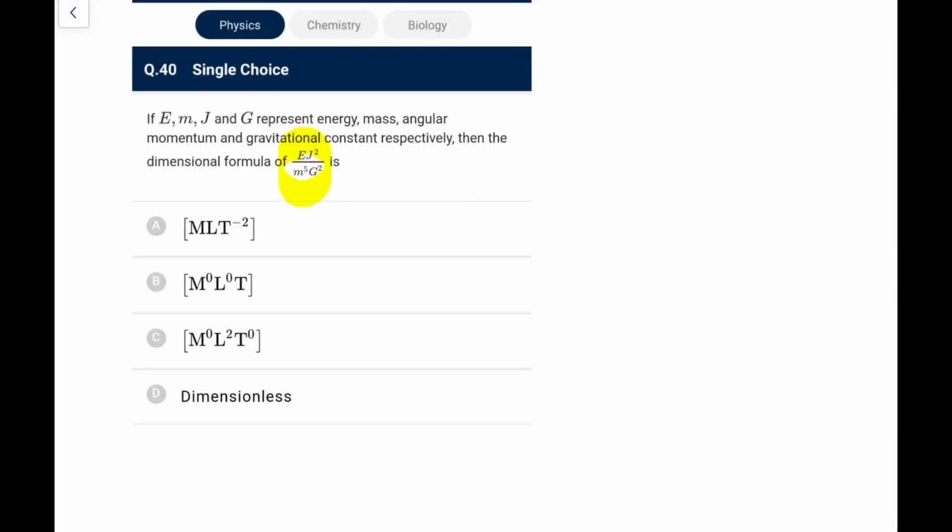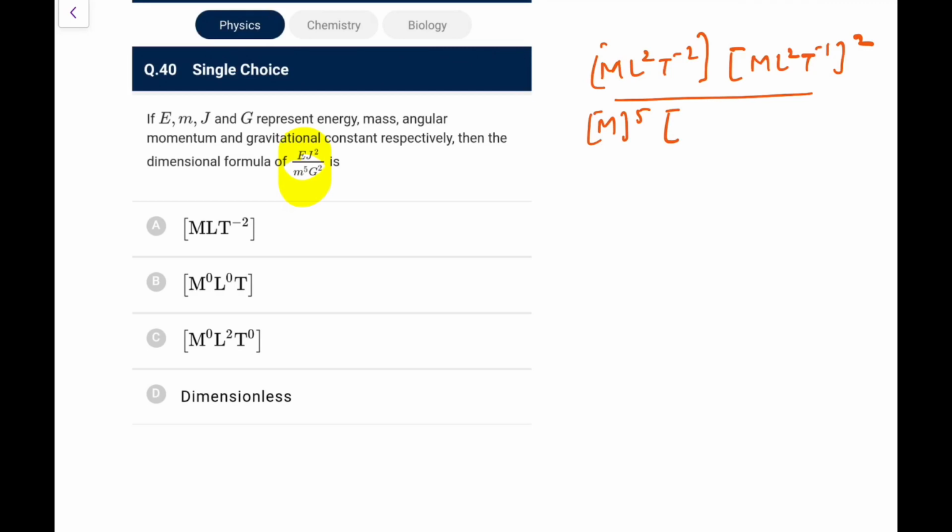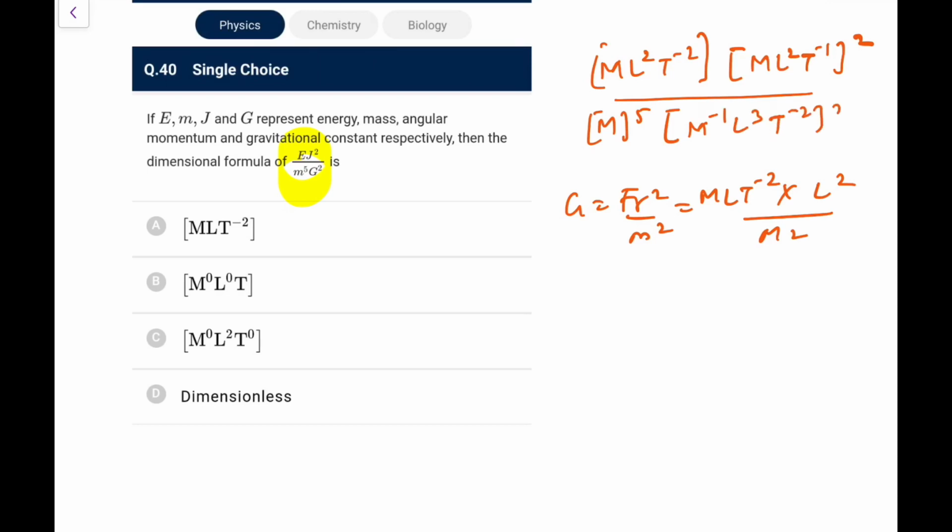So here, the dimension of E, I told you to remember it, is ML²T⁻². You all remember. For the angular momentum, this is MVR, so this is ML²T⁻¹, and I square this, and then M to the power 5, and G squared. G, you know, is FR² by M², so this is MLT⁻² into L² upon M², so it comes out as M⁻¹L³T⁻², and this is squared.